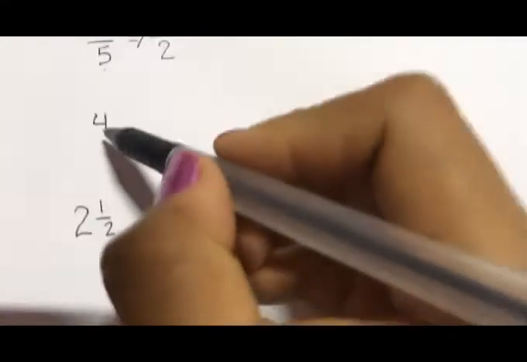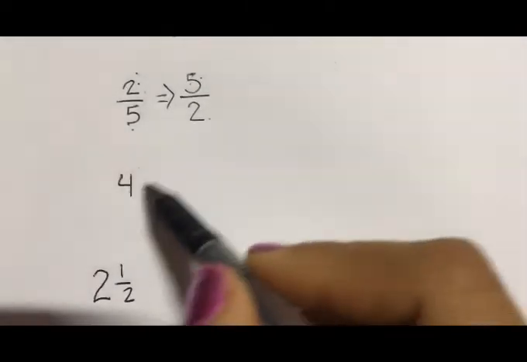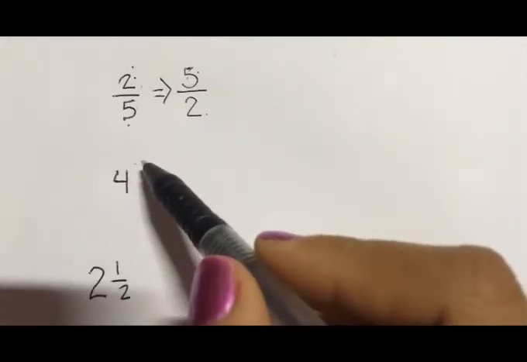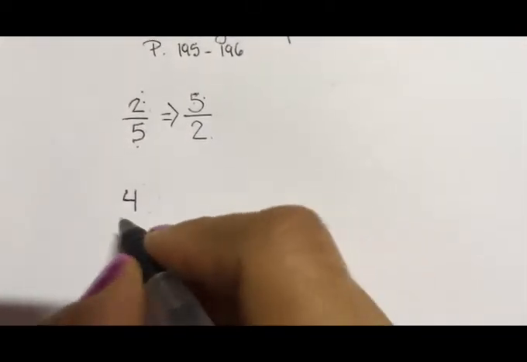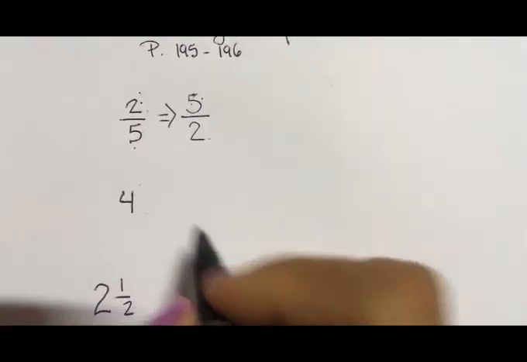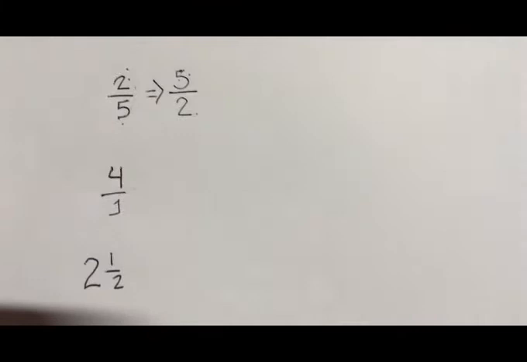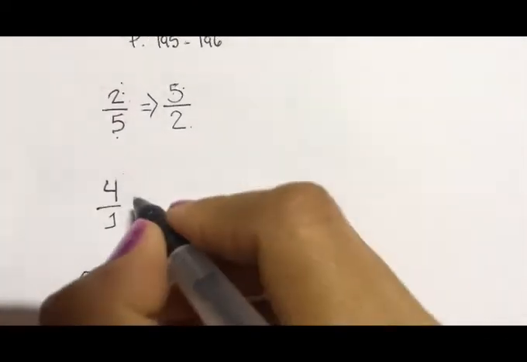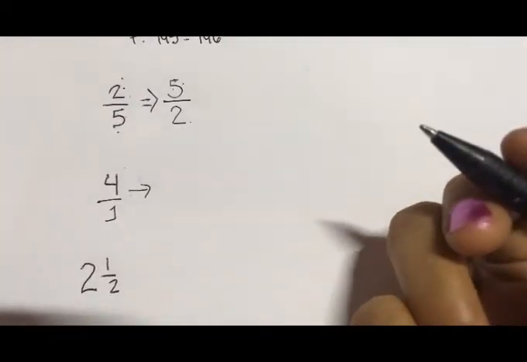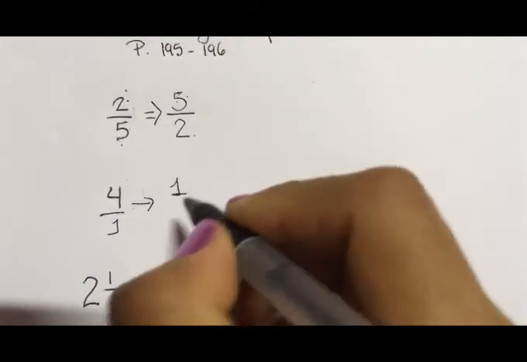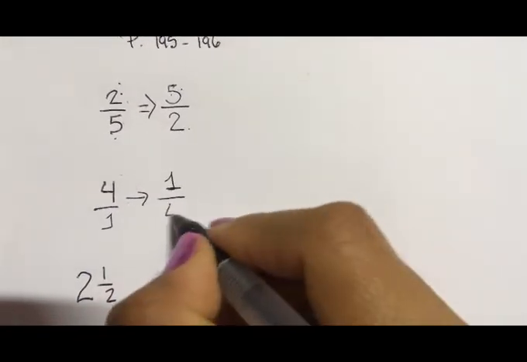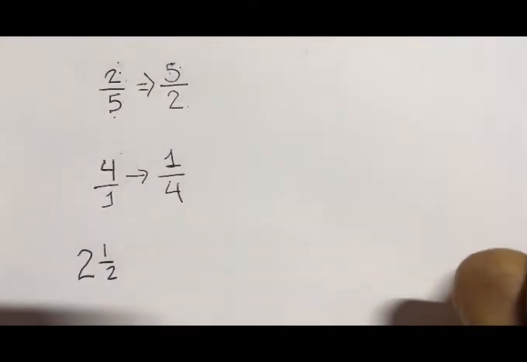We need to find the reciprocal of a whole number. In this case, we need to convert the whole number to a fraction, like this. Now I have a fraction. And let's do the reciprocal. Switch, flip the numbers. And now I have the reciprocal.